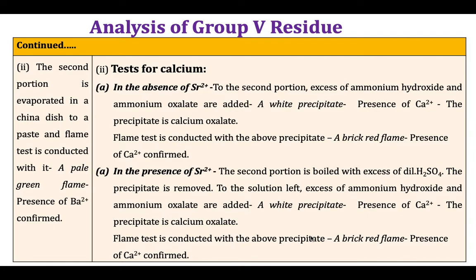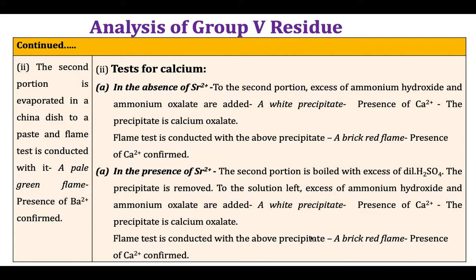If strontium is present in the mixture, the second portion of the centrifugate is first boiled with excess of dilute sulfuric acid. The precipitate obtained is removed, and to the solution which is left, excess of ammonium hydroxide and ammonium oxalate are added. A white precipitate of calcium oxalate is observed if calcium is present in the mixture.